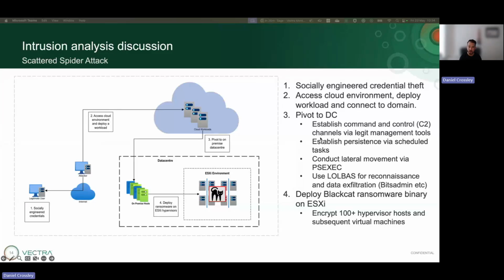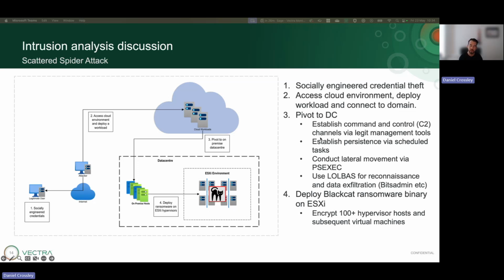Let me give you an example. This is an attack sequence that is modeled off a Scattered Spider attack. Now, the group Scattered Spider, one of the primary techniques that they use is socially engineering the credentials. So let's do a little bit of an intrusion analysis here.